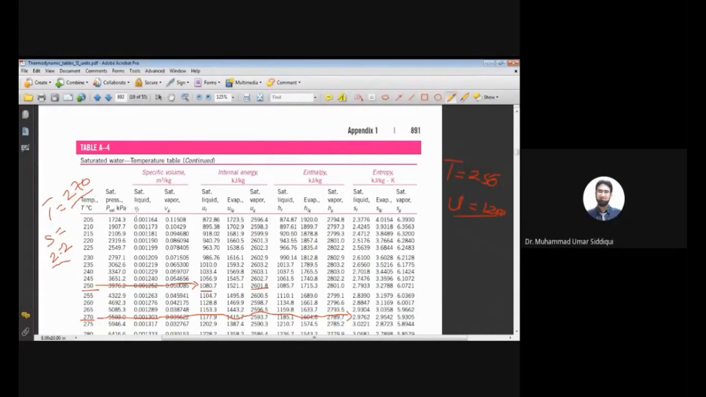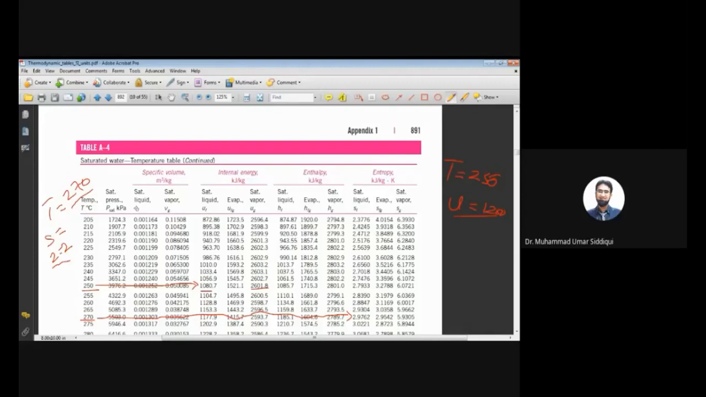Now you have to understand one thing here. Temperature and pressure go against each other. For all other properties, it's the same concept. If your value is greater than the G value, then it's superheated. If your value is less than the F value, then it is subcooled or compressed liquid. If your value is between F and G, that means you are in the saturation region.